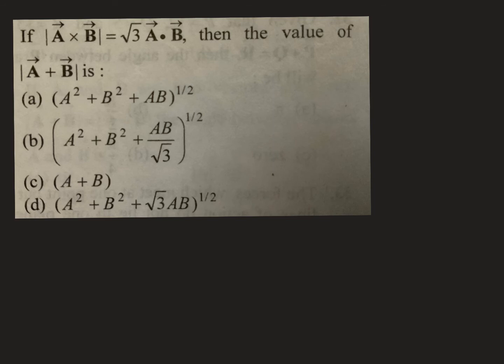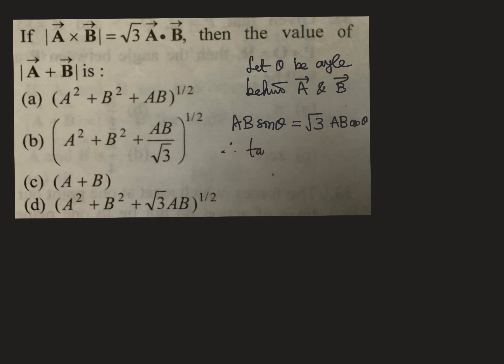Mod of A cross B is equal to root 3 A dot B. So here let theta be the angle between A and B. So therefore mod of A cross B is AB sin theta and is equal to root 3 times A dot B, that's a scalar. A dot B is AB cos theta. So therefore tan theta is equal to root 3. Therefore theta is equal to 60 degree.